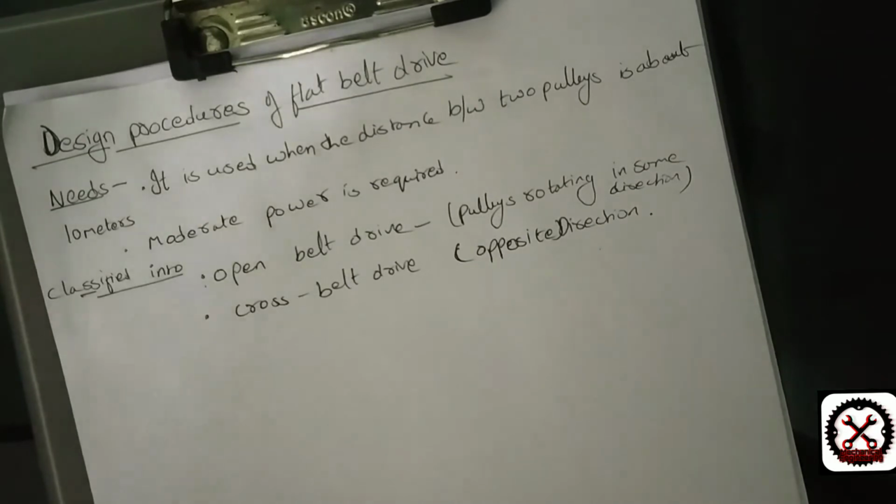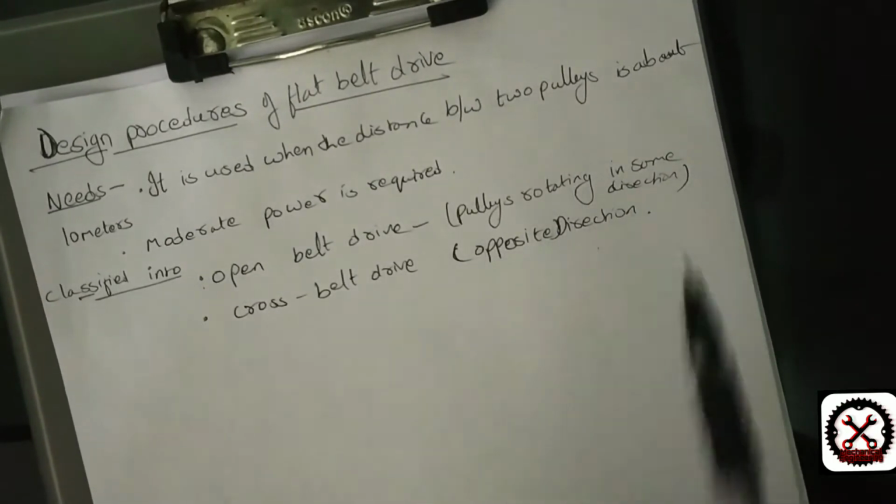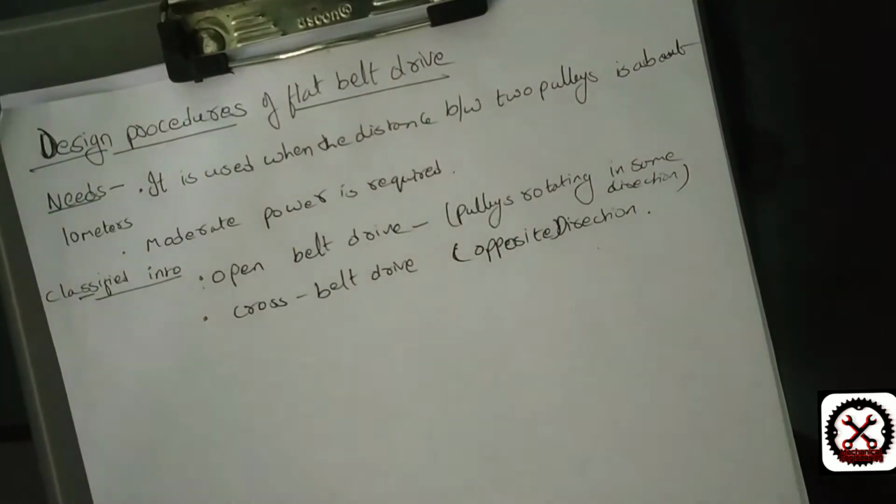Open belt drive means the pulleys which rotate in the same direction. They are known as open belt drive. And cross belt drive are the pulleys which rotate in opposite directions. So let's go on to the design procedures.